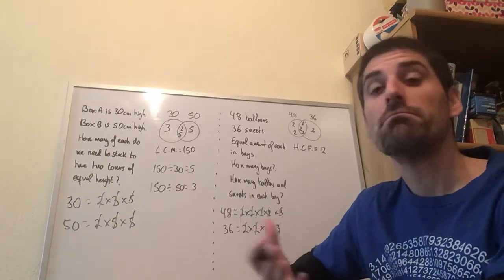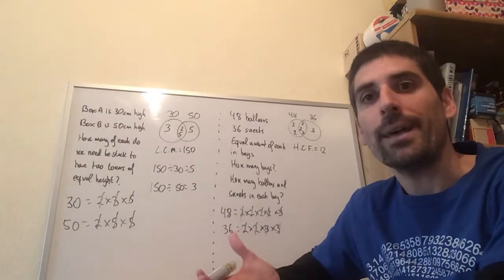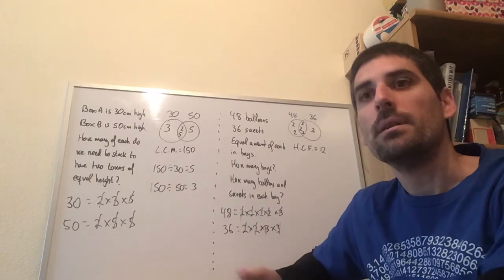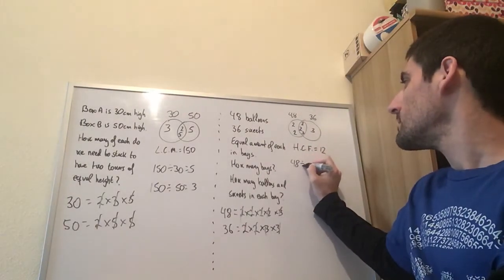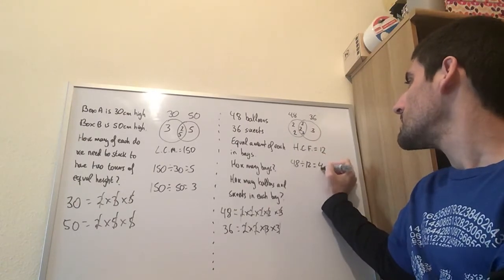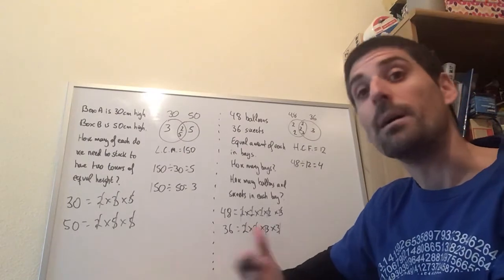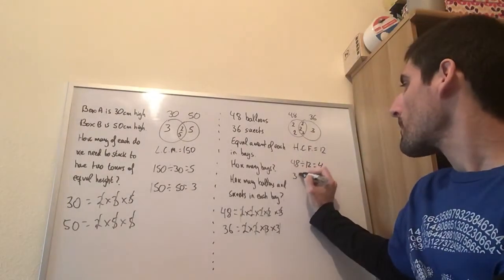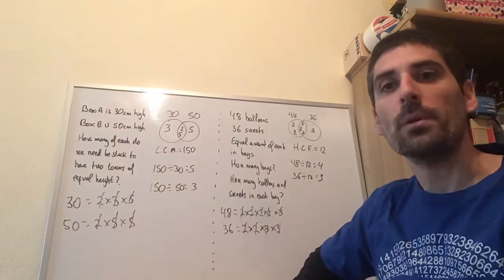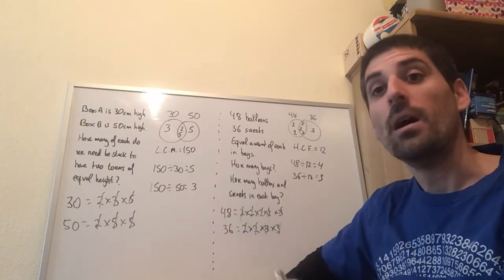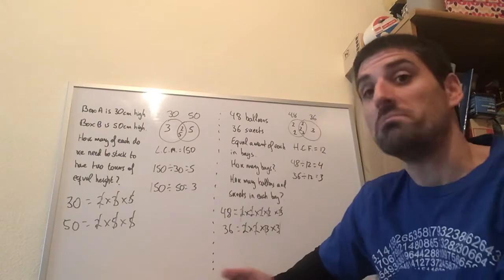Now how many balloons, how many sweets go into each bag? Well, you can figure it out. If I have 48 balloons and I'm going to put them in 12 bags, 48 divided by 12 is 4. I am going to put 4 balloons in each bag. And how many sweets? 3. I am going to put 3 sweets in each bag. So I'm going to have 12 bags with 4 balloons and 3 sweets inside each one.